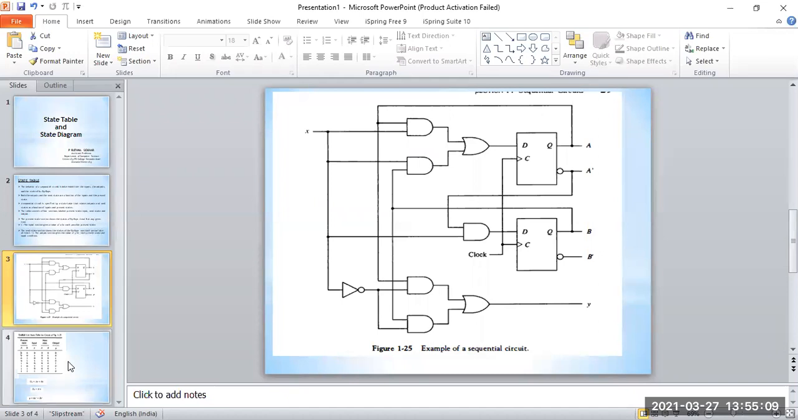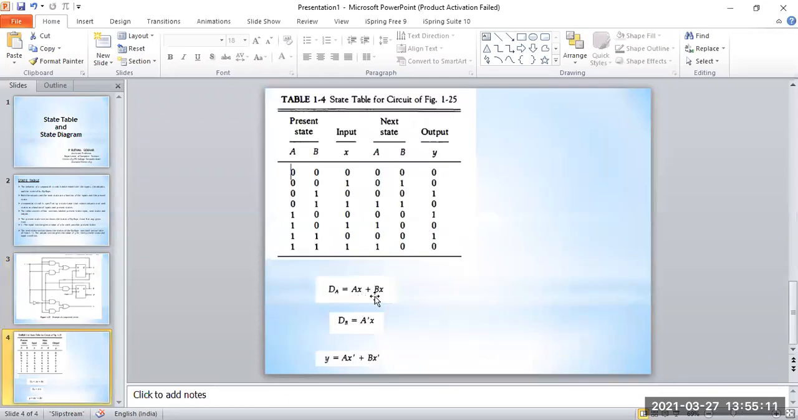The equations are: DA equals AX plus BX, DB equals A complement X, and Y equals AX complement plus BX complement. These were the equations we got in the previous example. DA is the equation for flip-flop A, DB is the equation for flip-flop B, and Y is the output of the total circuit. Now we have the equations. The next step is to draw the state table using these equations.